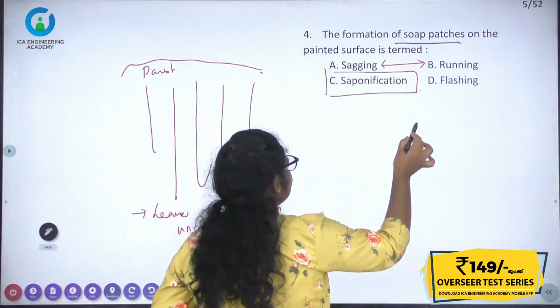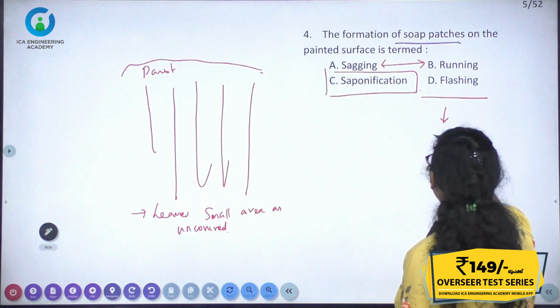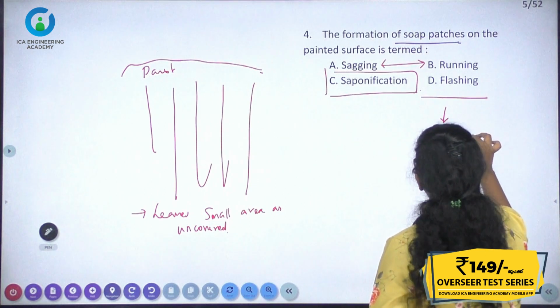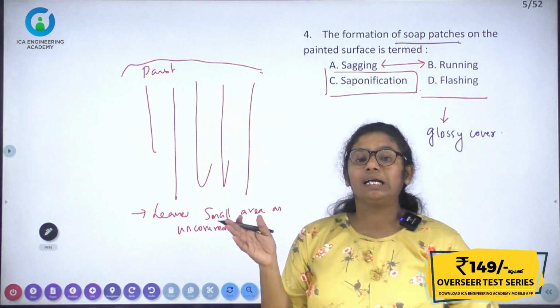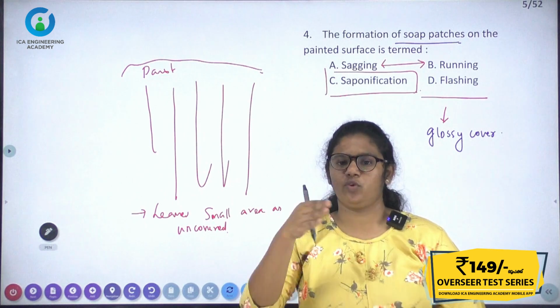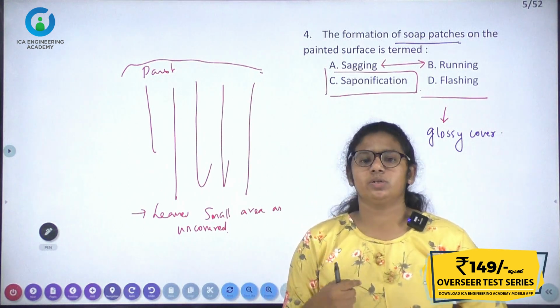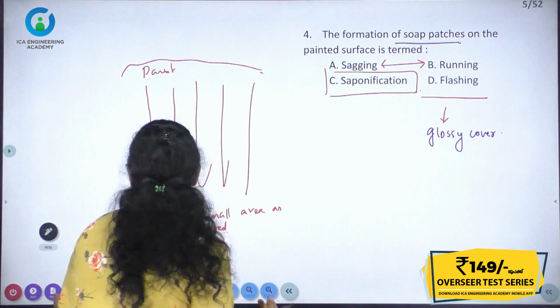Flashing means it gives a glossy cover that is not completely covered. Somewhat glossy, it should be on that surface. That is called flashing. There may be flashy spots.